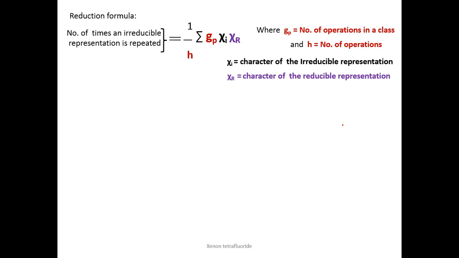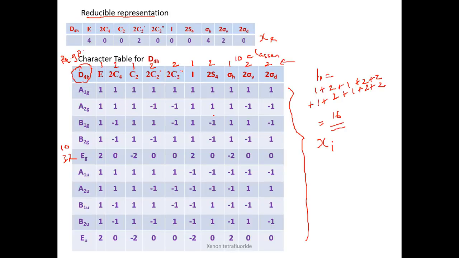Now this is the reduction formula: 1 by H times the sum of GP Chi Chi r. Chi is a character of irreducible representation. Chi r is a character of reducible representation. GP is the number of operations in a class. H is the total number of operations. Now the number of operations is equal to 16. We have already found that using the character table.